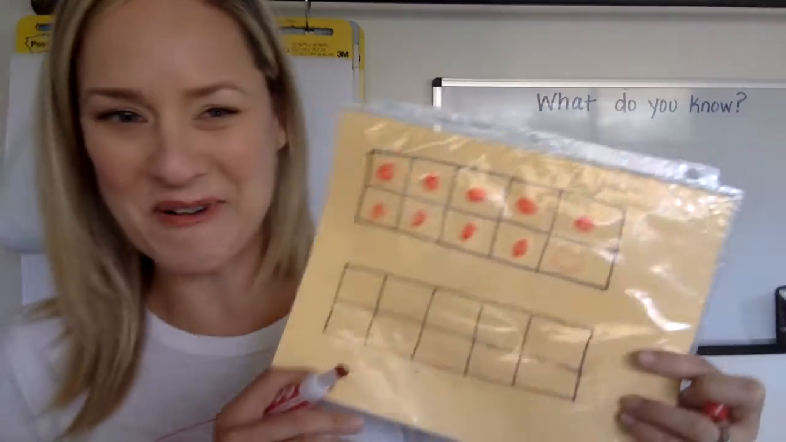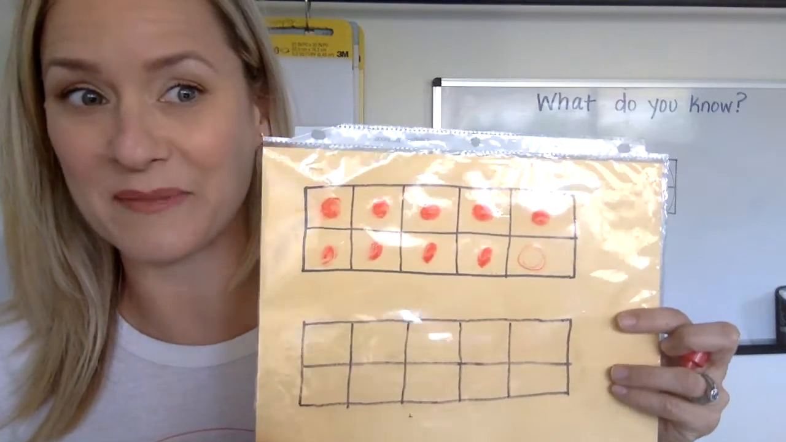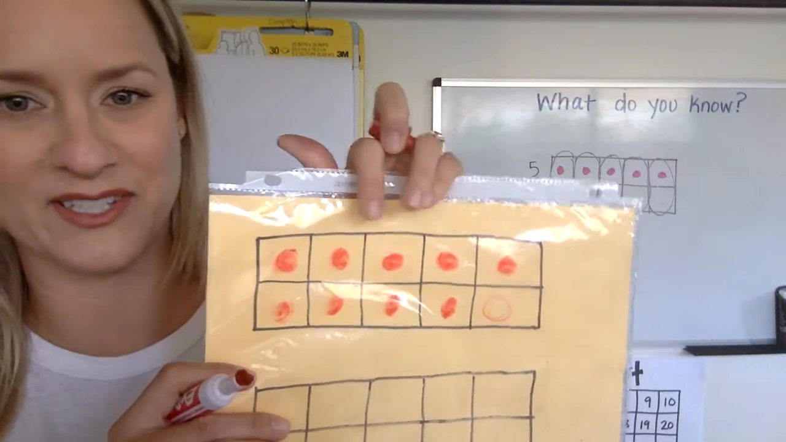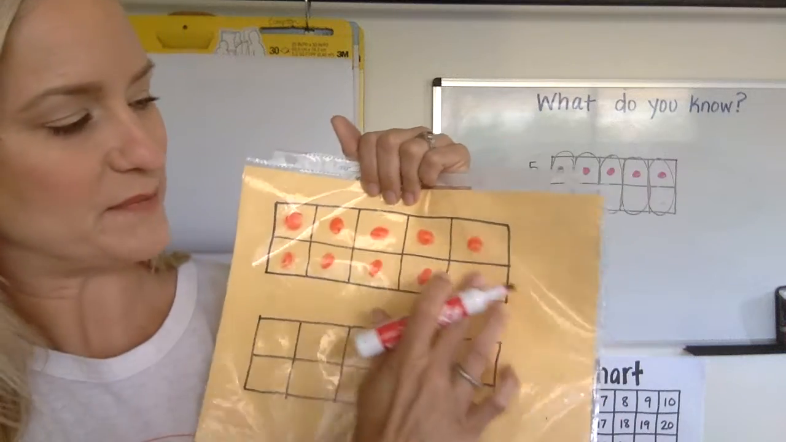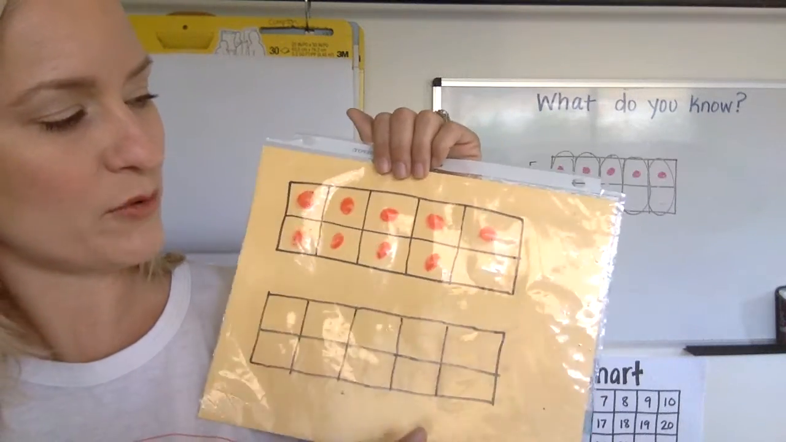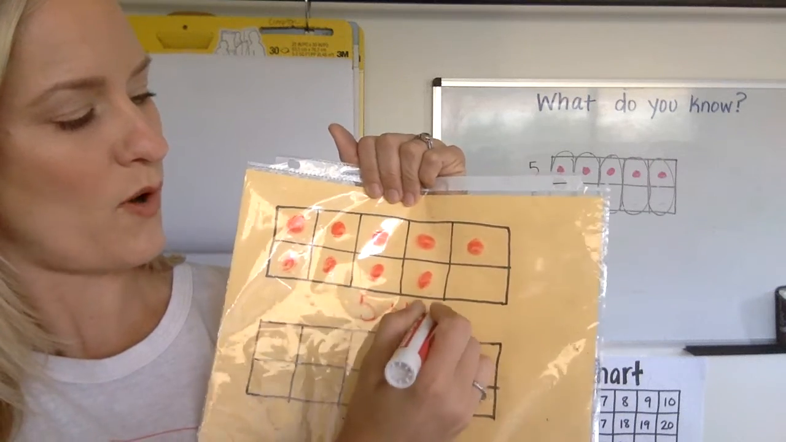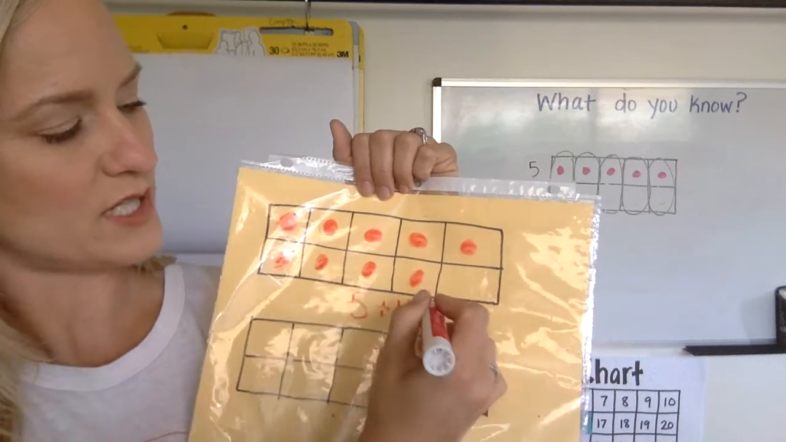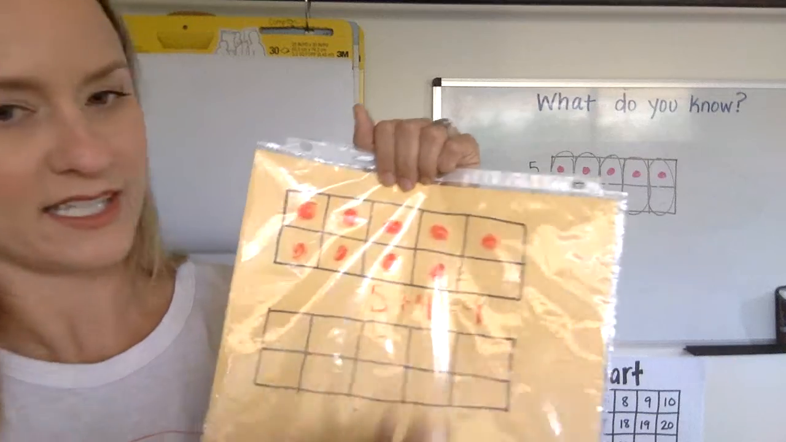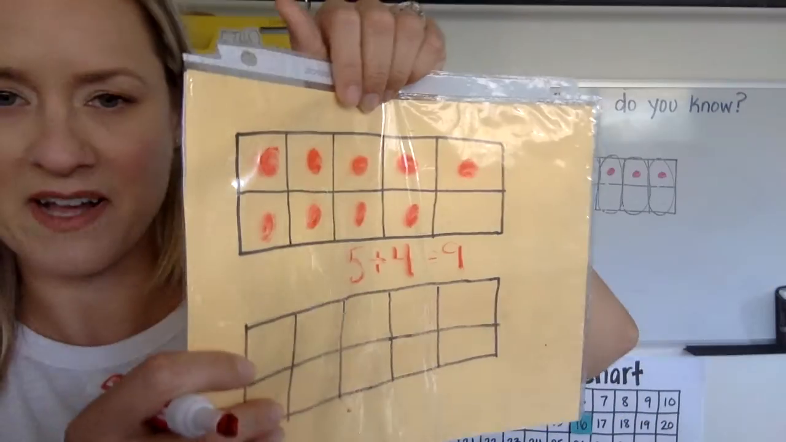Did anyone see it that way? Tell me in the comments if you did, because I want to know how you saw the dots. Okay. Did anyone think about it as 5 plus 4? So 5 plus 4 dots makes 9. Maybe you saw it that way.